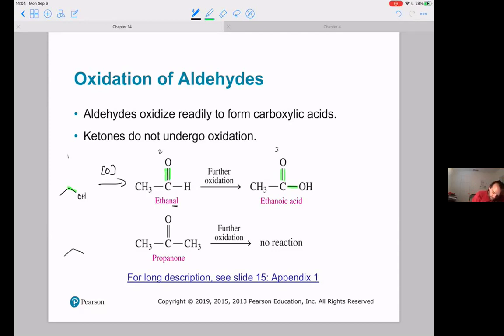We also talked about how if we had a secondary alcohol, that could be oxidized to a ketone, but that ketone can't be oxidized any further, right? It's kind of stuck as a ketone, so there would be no reaction. So starting out with a ketone, it cannot be oxidized again.